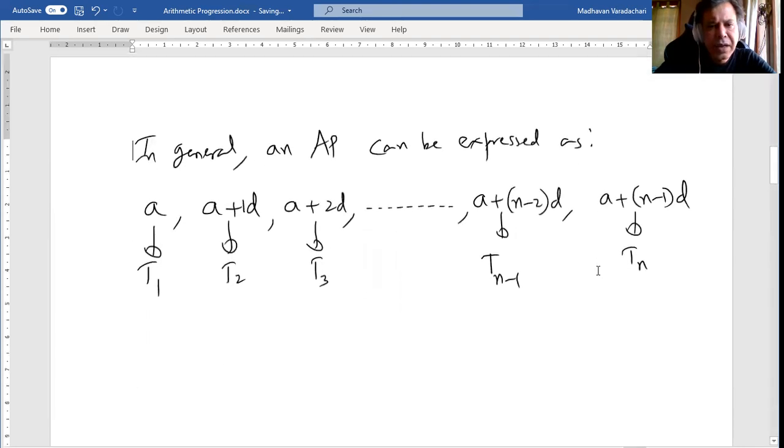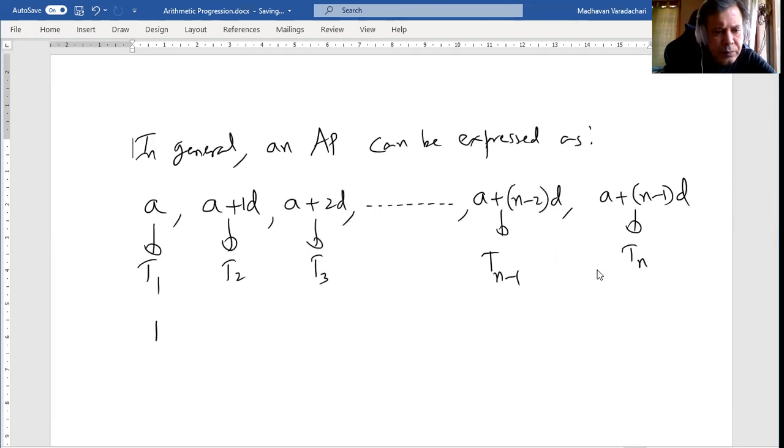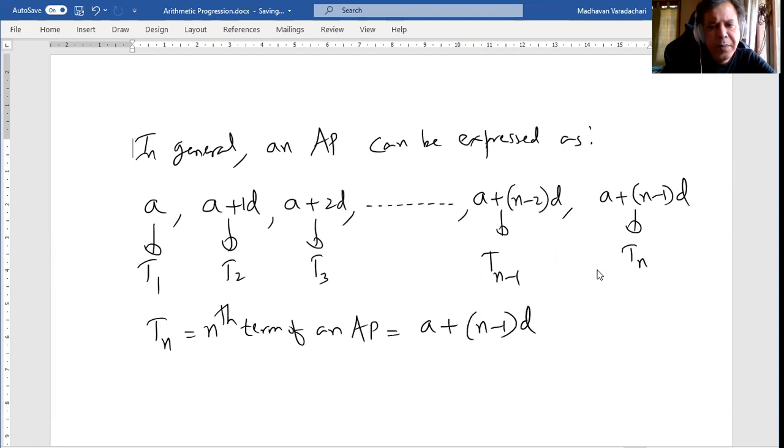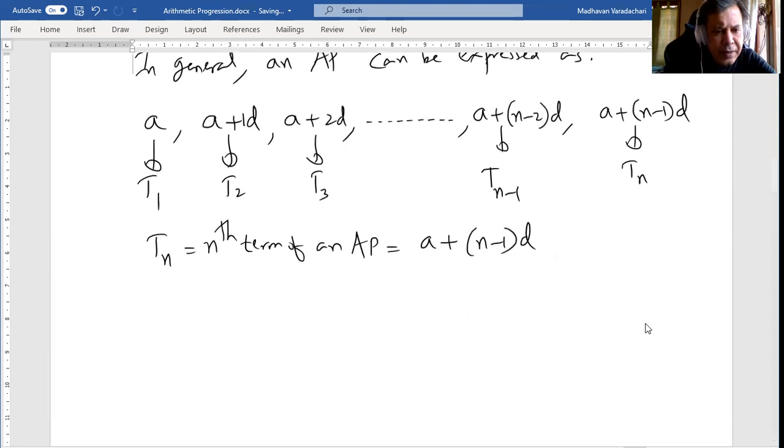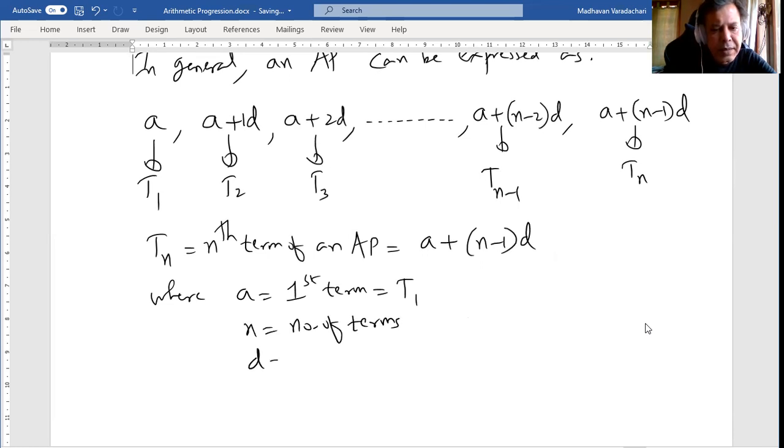So I can say in general, Tn is our nth term of an arithmetic progression. It is given by A plus n minus 1 times t, where A is the first term or term 1, n is the number of terms, t is the common difference.